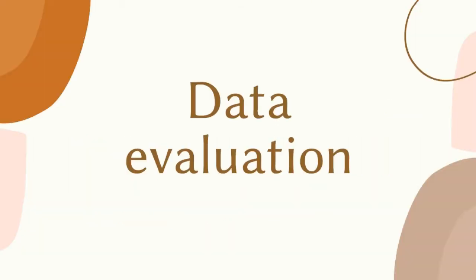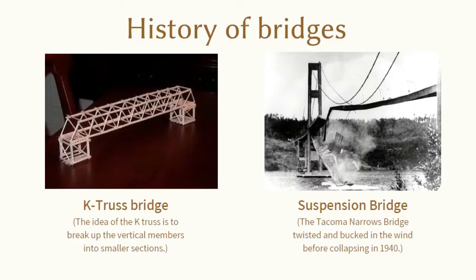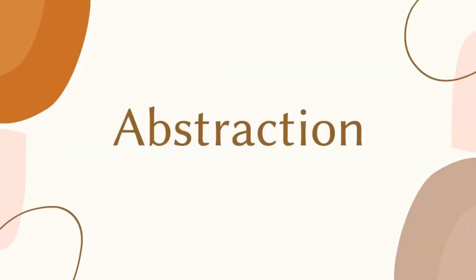For data evaluation, we will be evaluating the best and worst design of a bridge. The K-truss bridge is one of the best designs of bridges. The idea of the K-truss bridge is to break up the vertical members into smaller sections, which will distribute the tension and force evenly. The not-so-good bridge design is the suspension bridge. The Tacoma Narrows Bridge twisted and buckled in the wind before collapsing.